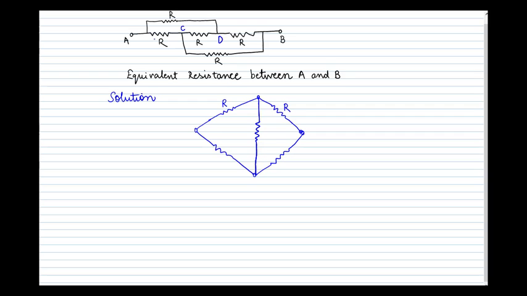Then between A and C we have the resistances in parallel. So this becomes A, this is B, this is C, and this is D. Between C and D we have one resistance, and between A and D we have this and this, and similarly between C and D we have these two and this. So that is how we can draw an equivalent circuit. So this is A, B, C, D.